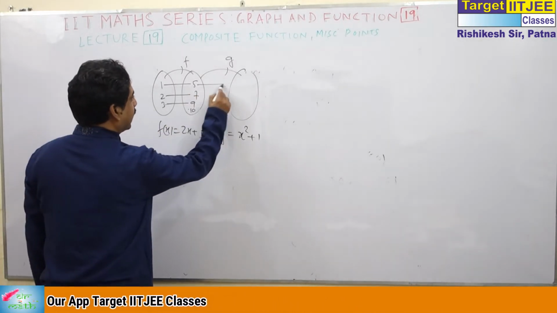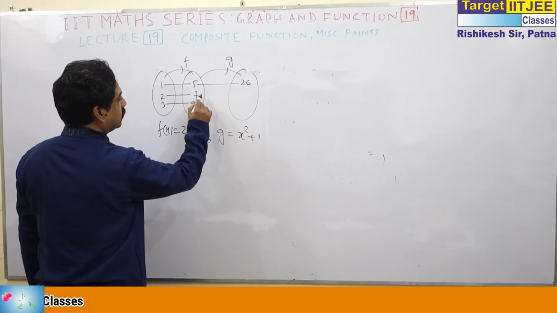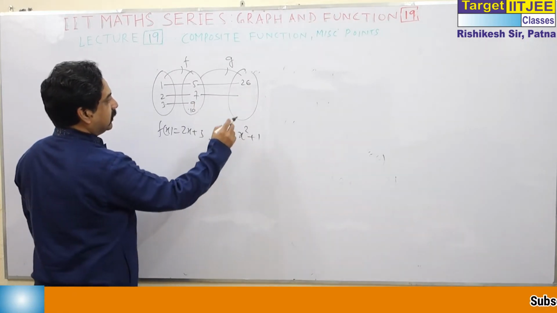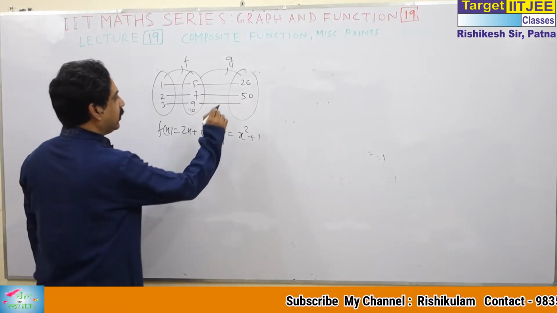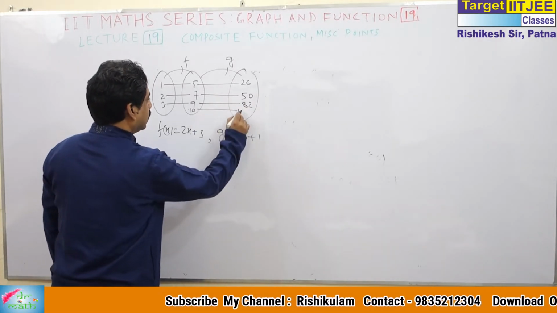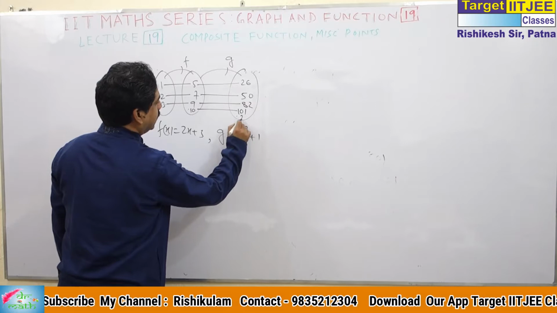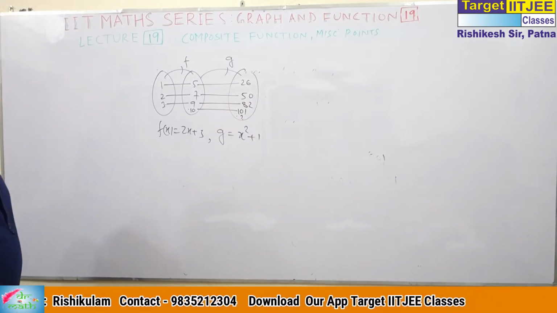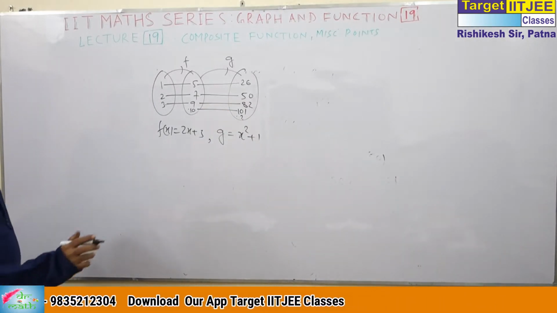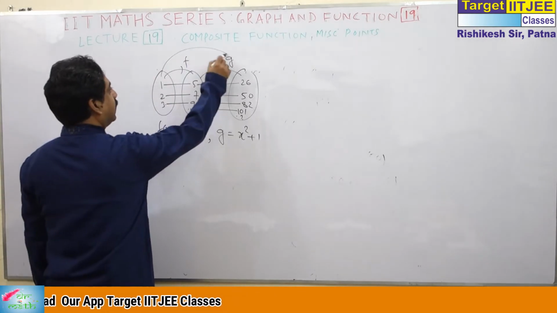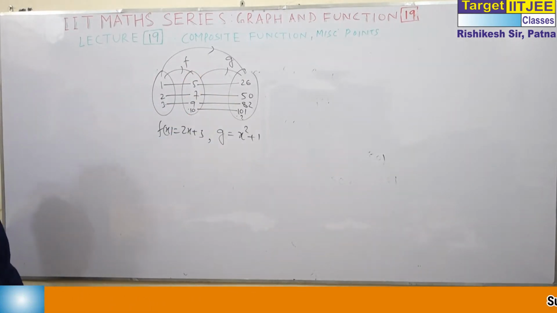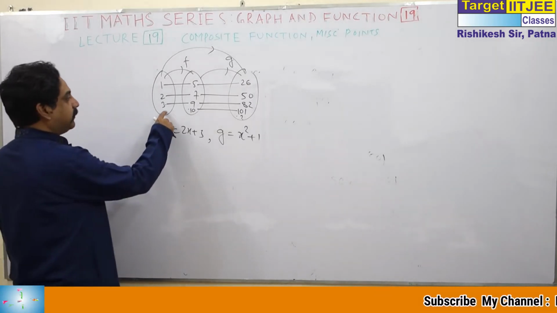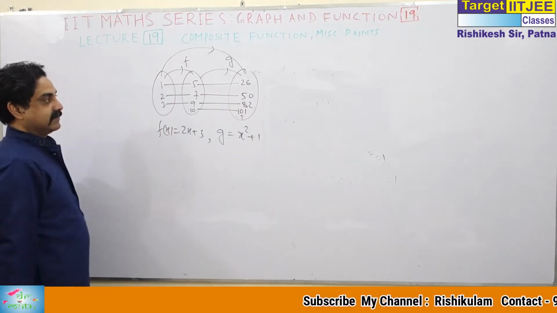So what is this? This is 5 square plus 1, 26. 7 square plus 1 is 50. 9 square plus 1 is 82. 10 square plus 1 is 101. You can also take some number here. How can we define a function which comes from here to here? This is the composition.